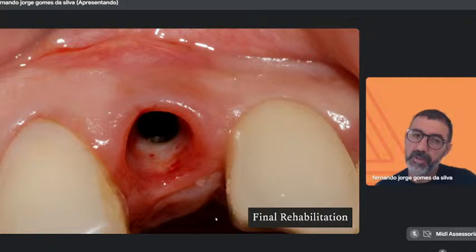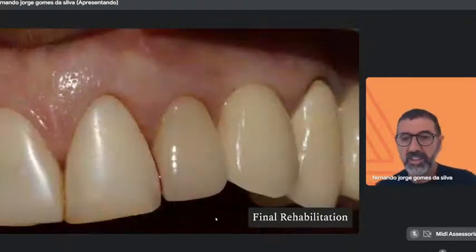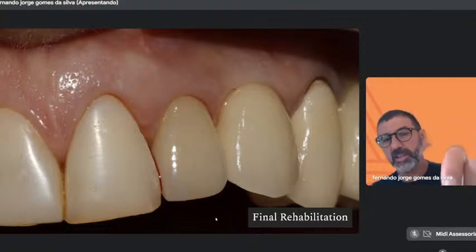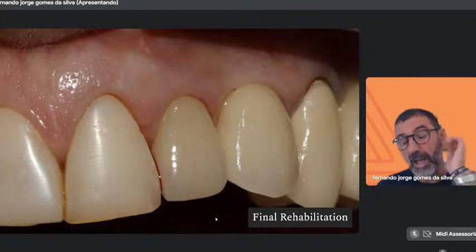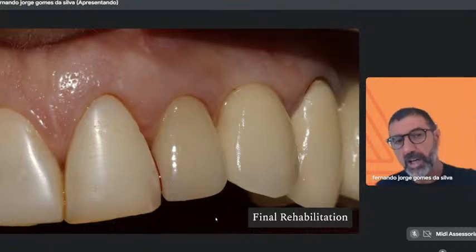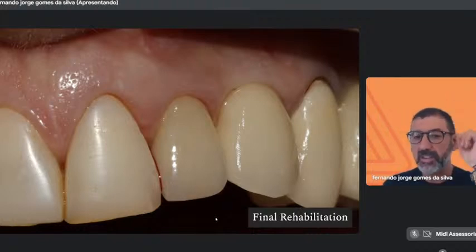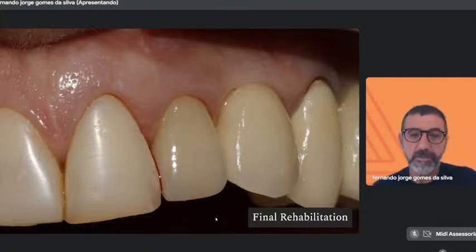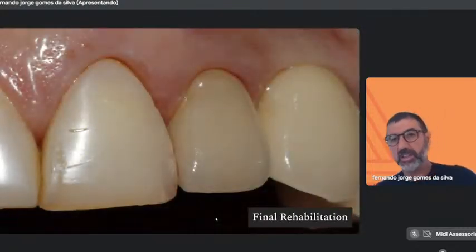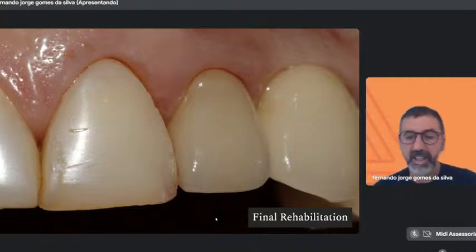This is the case I showed you before, the emergence profile. This is the final rehabilitation. I check your orientation because when I made the implant and the provisional crown, the immediate provisionalization, you can see there is no papilla, but after 8 weeks, this is the result. This is the goal we achieve. The contour of the gingiva, the papillas closer, as you see, more volume even than the canine.